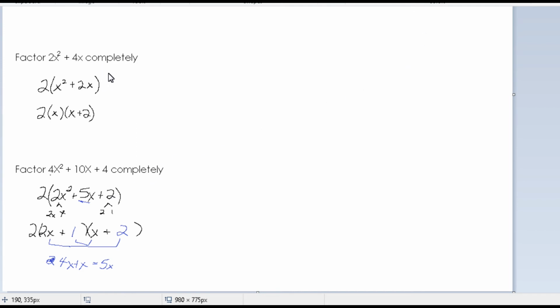So just to show you that it does all work out here, when you're trying to double check, you can do it either way. You can distribute this first and then FOIL, or you can FOIL and then distribute a 2 across. I'll just show you what it looks like. If you were to distribute this 2, just do it to one other factor. You don't multiply it by everything.